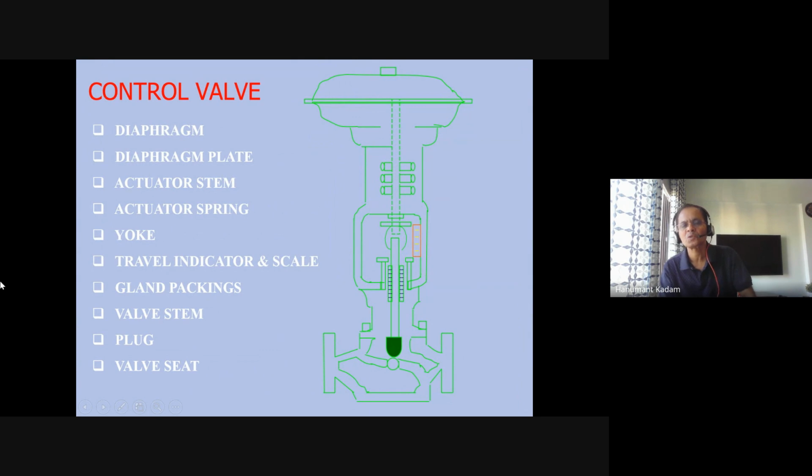It is difficult to see now, but as the parts I have mentioned, the same are here. Here you can see this is the plug, seat, stem, yoke. This is the diaphragm. This is the enclosure for the diaphragm cover, and this is the globe body.